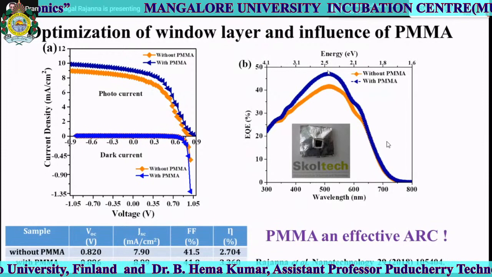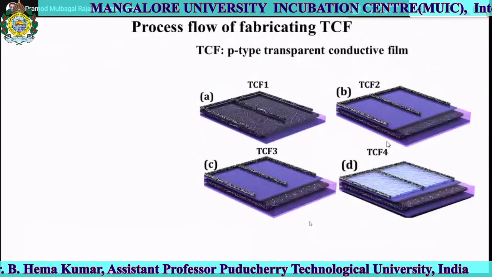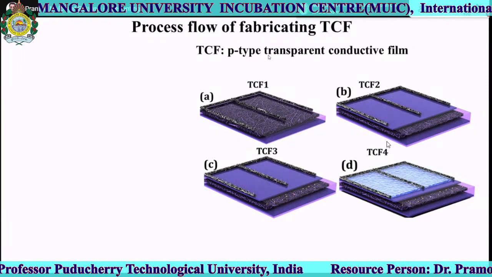So with this understanding, we moved already from 1.5 to 3.4%, but still it's not good. So again, it was important for us to optimize it further. So we made four different types of transparent conductors. Here TCF means transparent conductive film, which is basically P-type transparent conductors. So these four different types of transparent conductors were made.